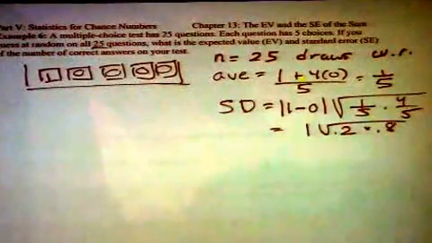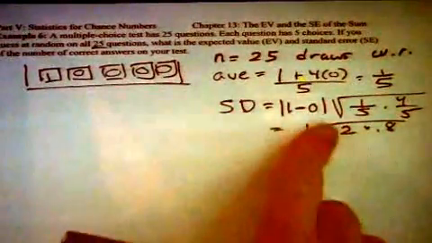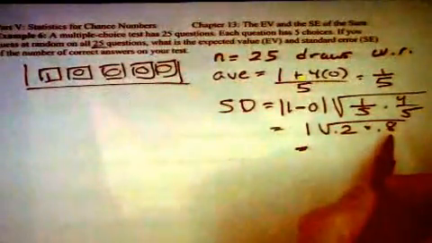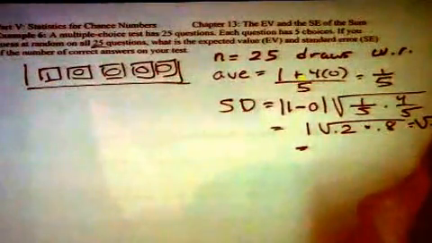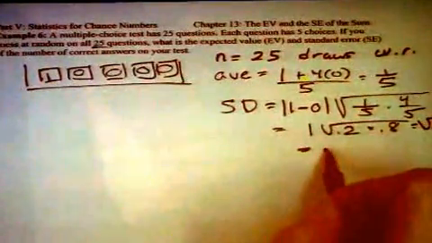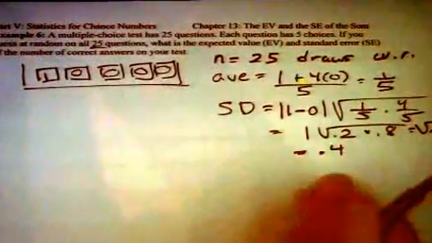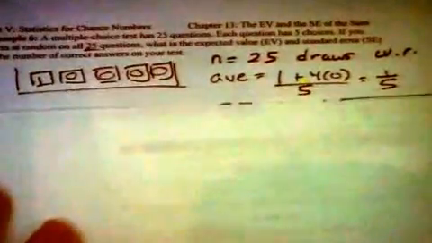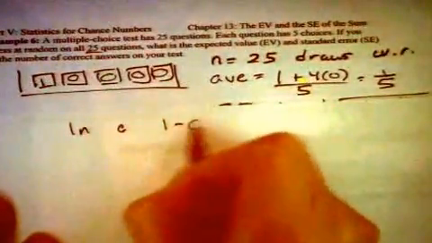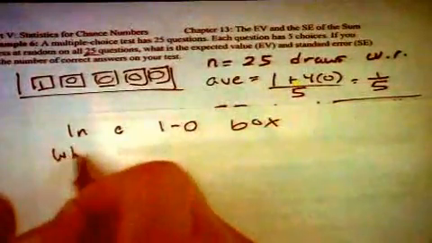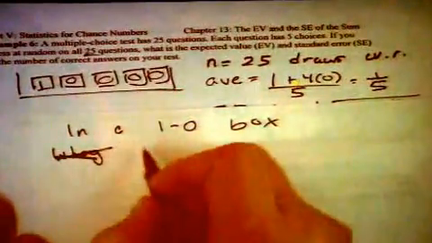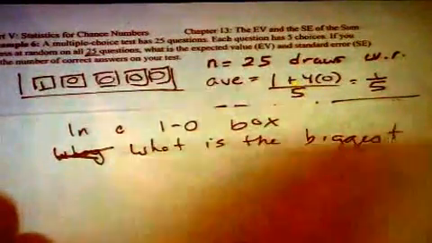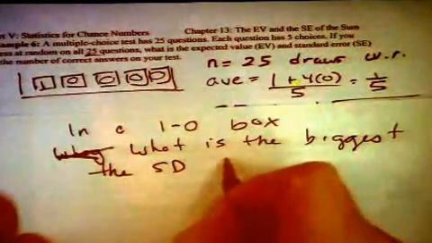And what's the square root of 2 times 8 is 16. You know the square root of 16 is what? 4. Now 0.2 times 0.8 is 0.16. So that would be the square root of 0.16. The square root of 0.16 is just going to be 0.4. 0.4 times 0.4 is 0.16. By the way, this will help. If you just have a box that has ones and zeros, in a 1-0 box, what is the biggest the standard deviation could ever be?